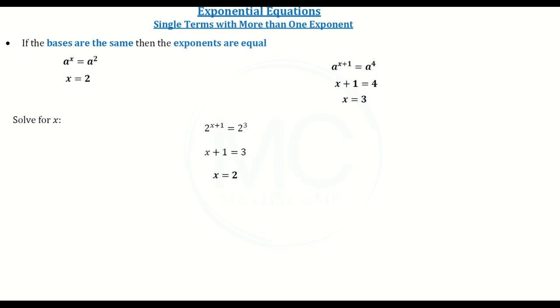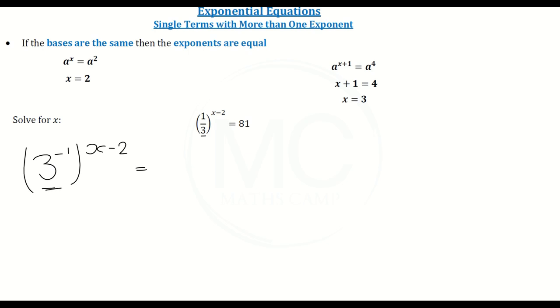Let's do another example. 1 over 3 with an exponent of x minus 2 is equal to 81. We don't like fractions, so let's change 1 over 3 to 3 to the power of negative 1. Let's put it into a bracket, and we have an exponent of x minus 2. We know that 81 has a prime base of 3 and an exponent of 4.